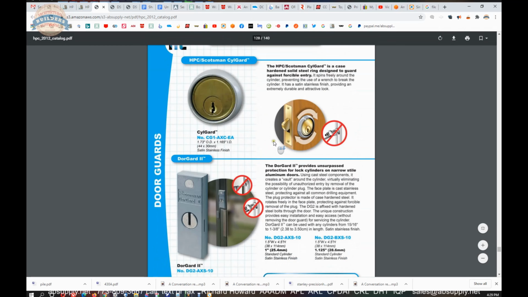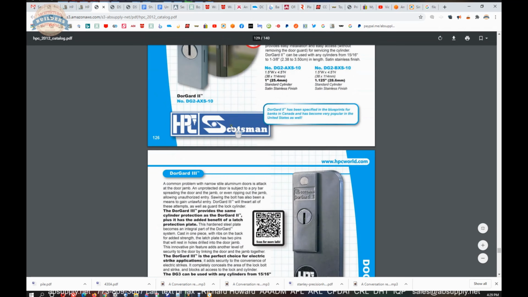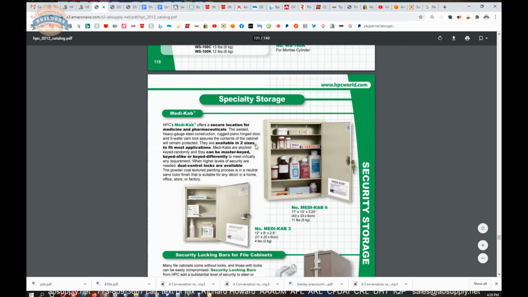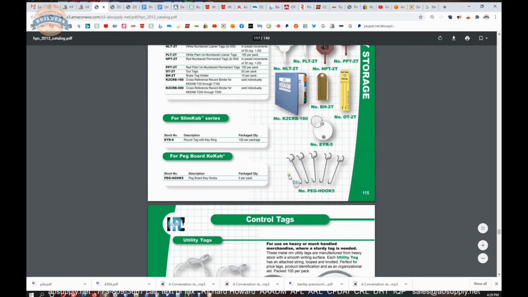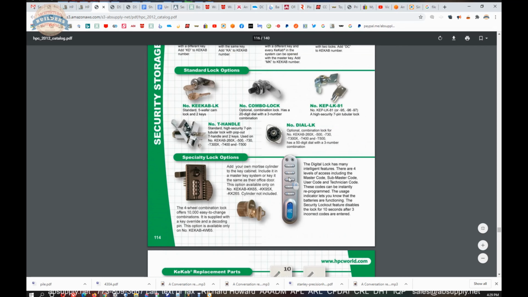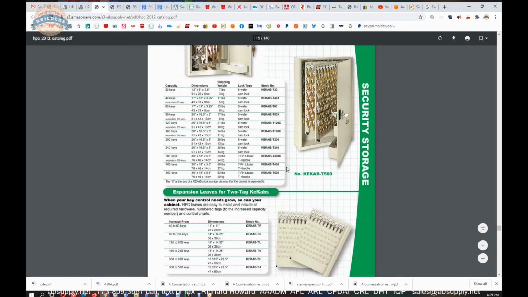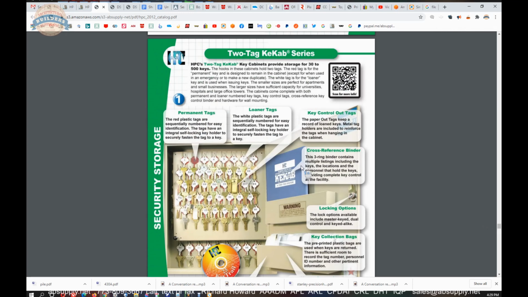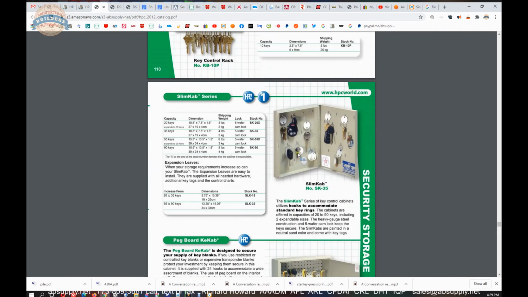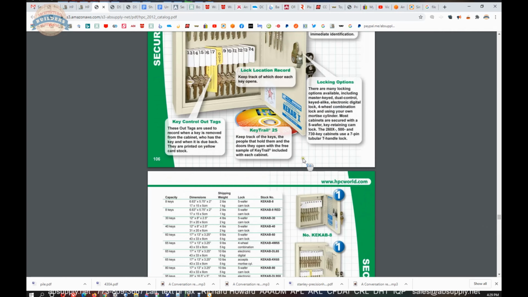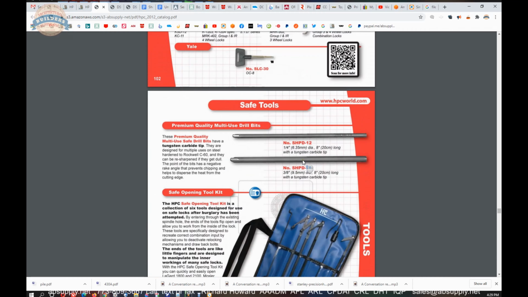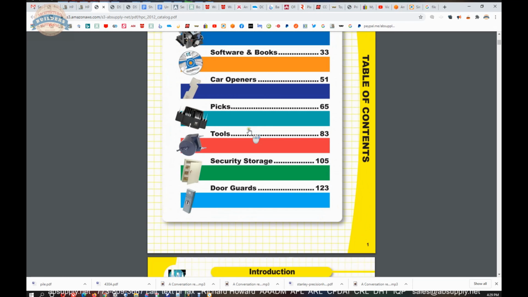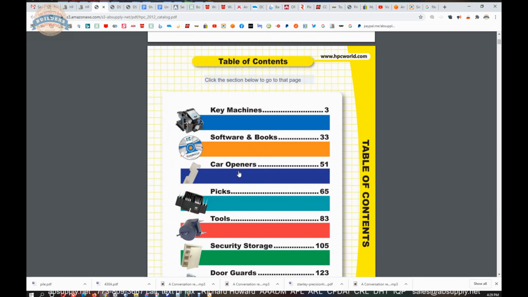latch guards, reinforcement hardware for aluminum storefront, okay? Key tags, key chains, key rings, key cabinets, all kinds of stuff that go right along with the typical locksmith industry specialization when it comes to the greater overall doors, frames, and hardware. So it's not just the HPC machine, the Blitz machine. It's locksmithing tools, picks, things of that nature, and obviously the other tools that go along with it.